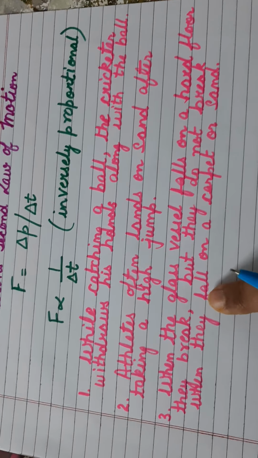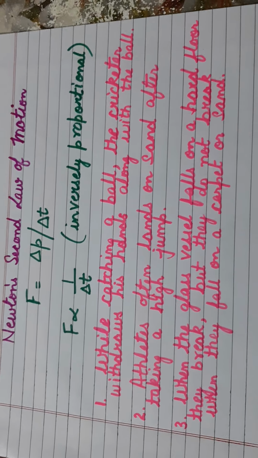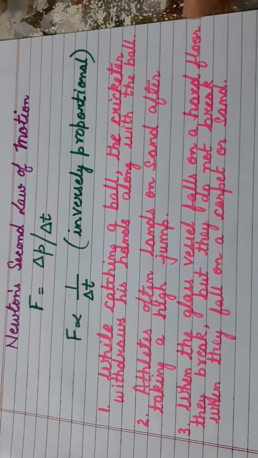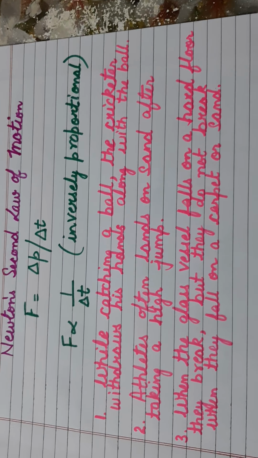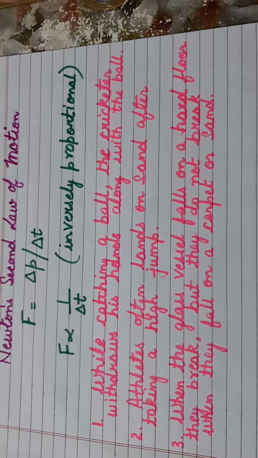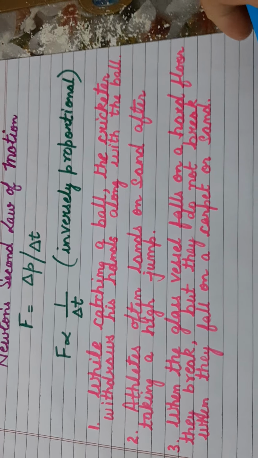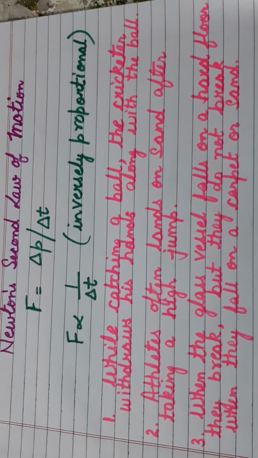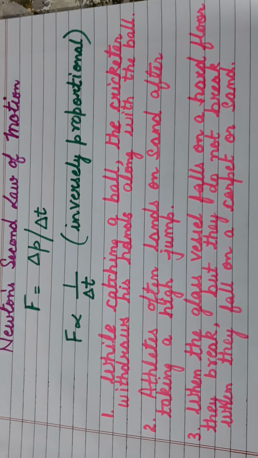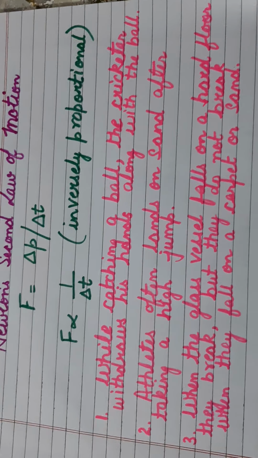Now look at the third example. When a glass vessel falls on a hard floor, if you throw a glass on a hard floor, it definitely is going to break, because immediately on hitting the ground, it hits with an impact or a force, and it cracks. But if the same glass is allowed to fall on a carpet or sand, it won't break. The reason is that the time duration before the glass vessel hits the ground increases, decreasing the force, and thus there are fewer chances of that vessel breaking.